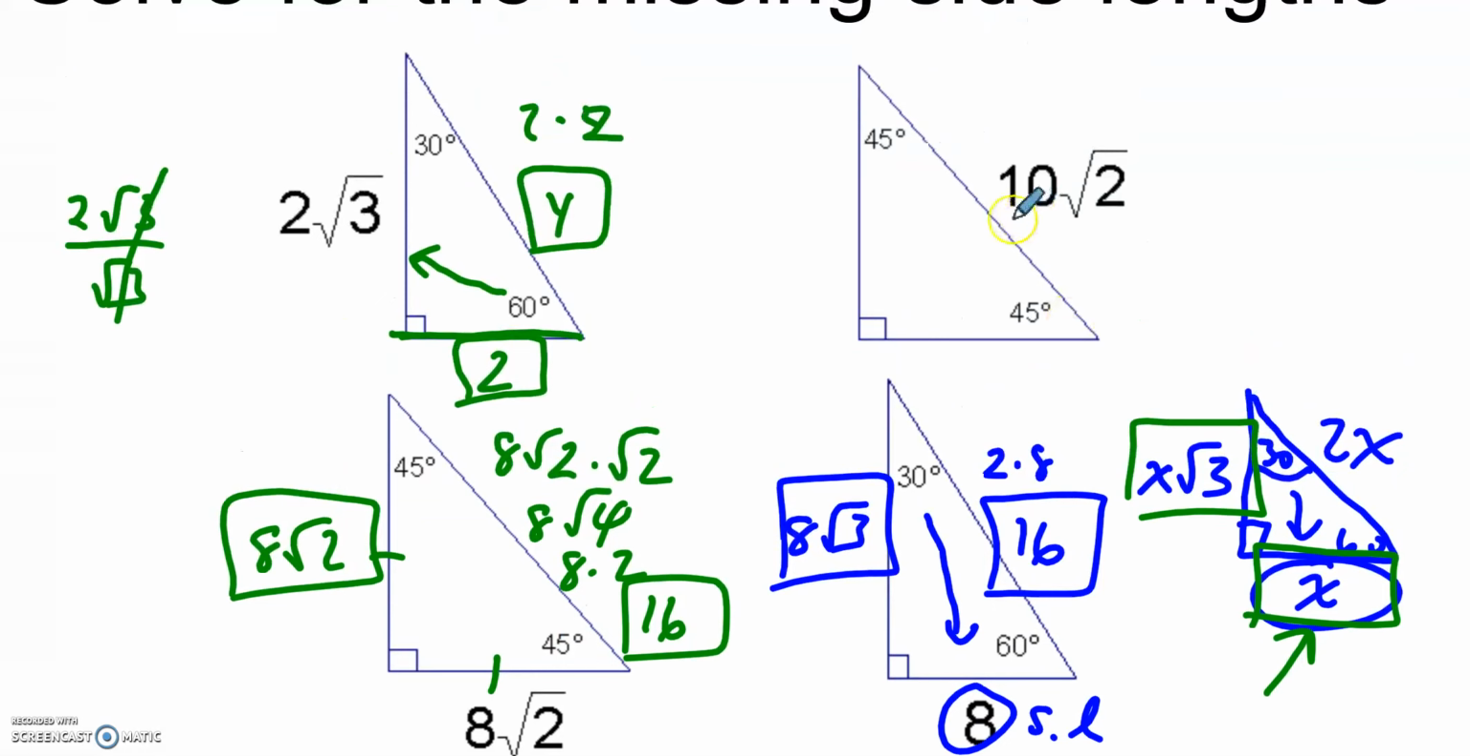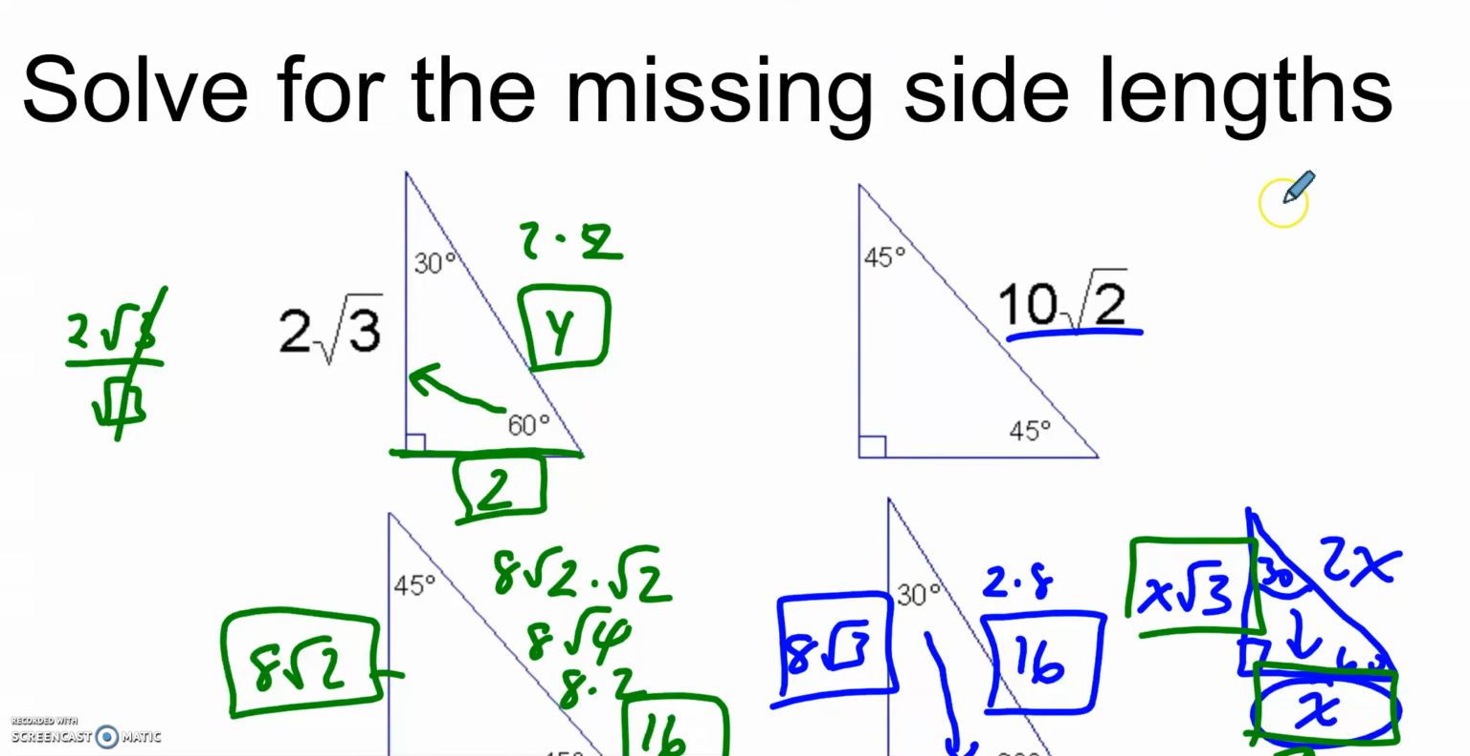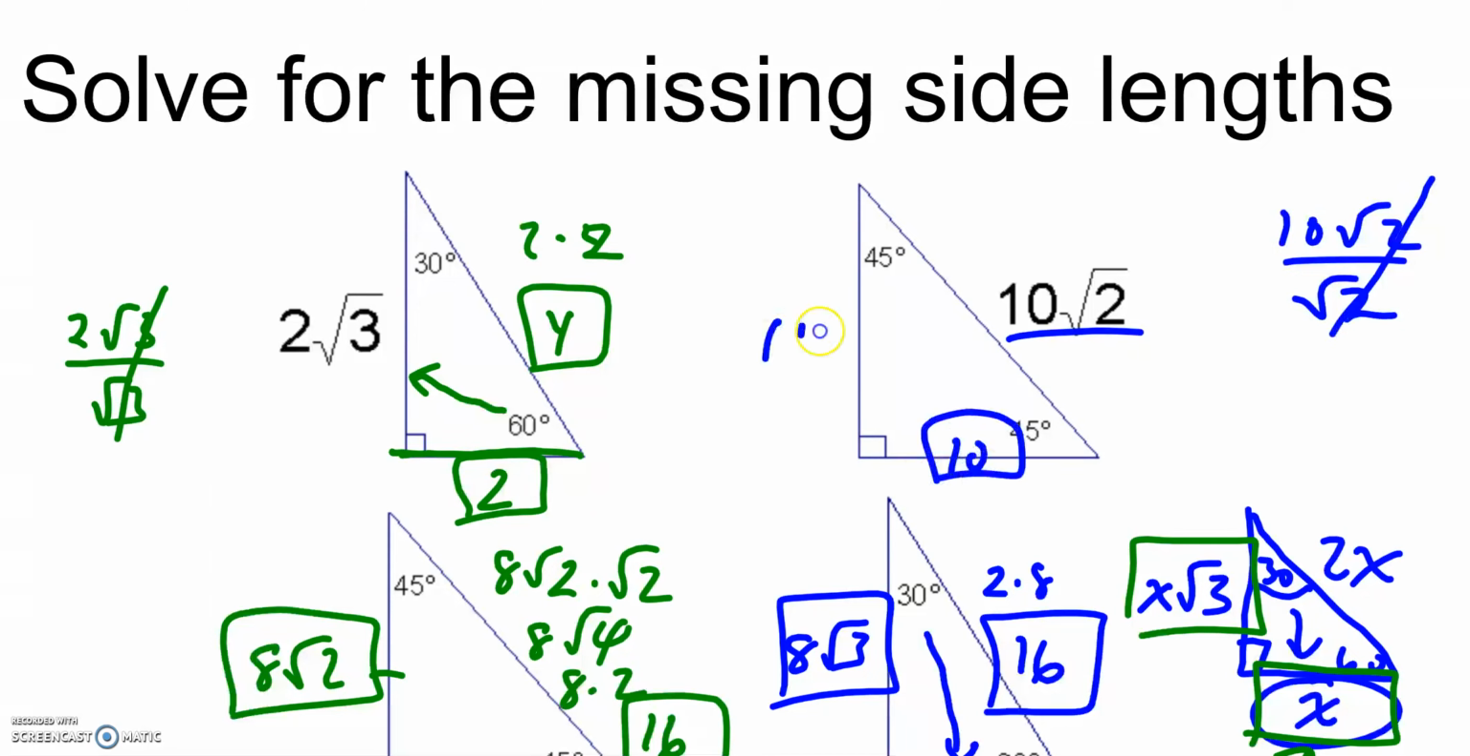In this example, I'm given the hypotenuse. Excuse my going back, but based on my previous slide, I have my x root 2. So if I want to get from x root 2 back to the leg, I need to divide by root 2. If I would like to find both legs at the same time, I can take 10 root 2 divided by root 2. These would cancel, so both legs would be 10.